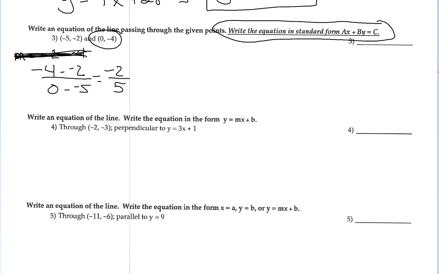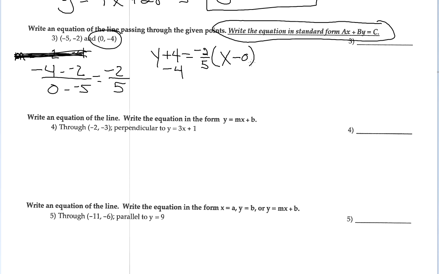And I'll use this point of 0, negative 4. So what will I have? y plus 4 equals 0 times x minus 0. Okay, subtract the 4. I'm sorry, oh my gosh. This is negative 2 over 5. Let's do that right here. Right, negative 2 over 5. That's my slope. And there's my 0, so we're okay.